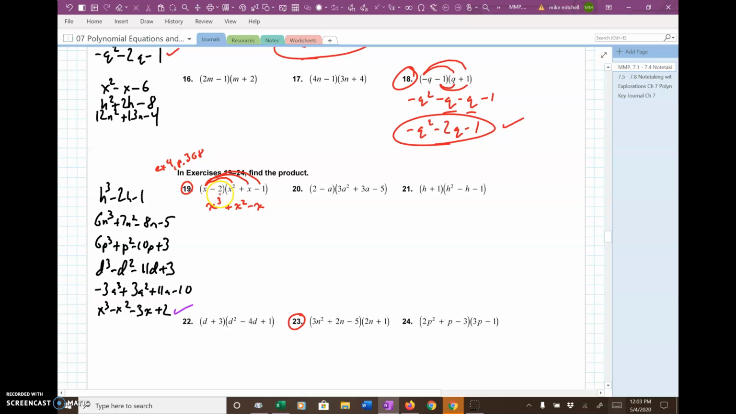Now I'm going to do the same with the negative 2. Negative 2 times x squared, minus 2x squared. Notice I like to line up my like terms. Negative 2 times x, that's minus 2x. Negative 2 times negative 1, that's plus 2.